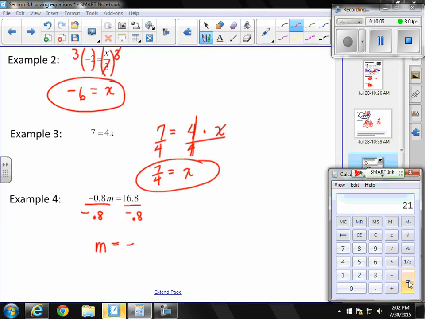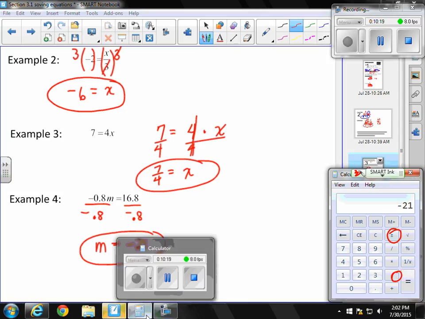M equals negative 21. And sometimes I still make those mistakes. I have a subtraction sign on my calculator, and I have a sign here to make it a positive or negative number. I just have to make sure I'm hitting the right symbol on my calculator.